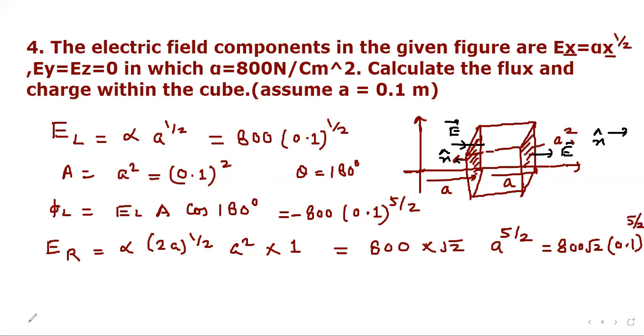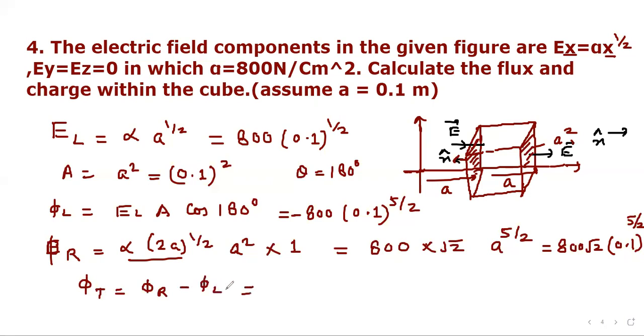So this is the total flux phi r, because the electric field is just alpha times (2a)^(1/2), and this is the area, E ds cos theta. So here E ds cos theta will be this much. Now we have got the flux through the right face and the flux through the left face. The total flux, phi total, will be the difference of the two, phi right minus phi left.